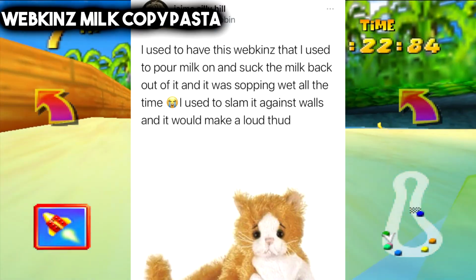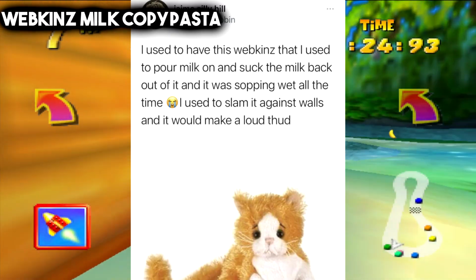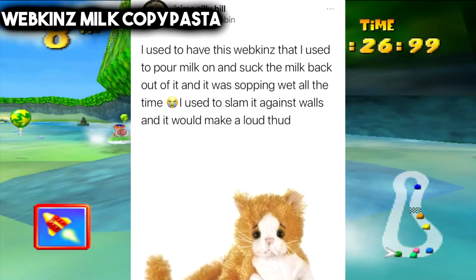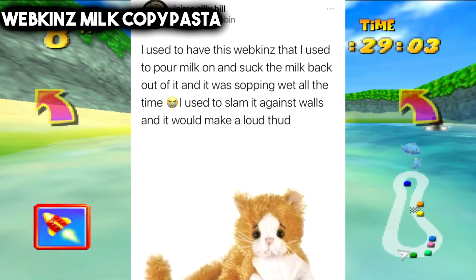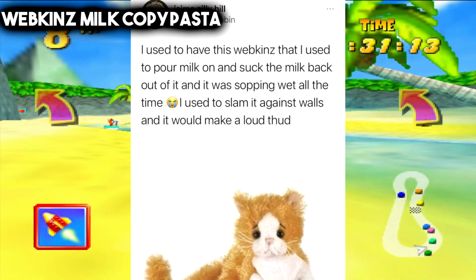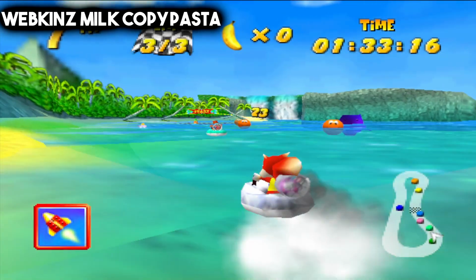I used to have this Webkinz that I used to pour milk on and suck the milk back out of it, and it was sopping wet all the time. I used to slam it against walls and it would make a loud thud.